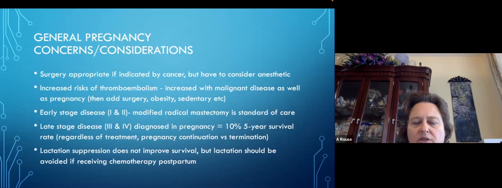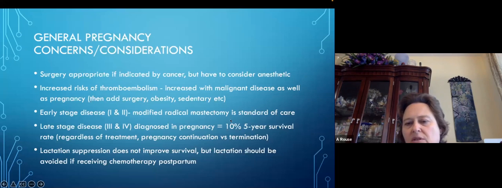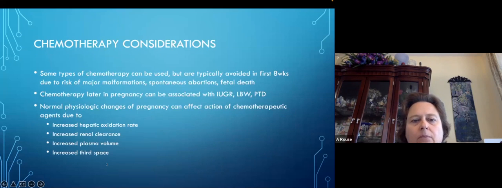And again, early stage disease, so your stage one and two, you could do a modified radical mastectomy. That would be your standard of care. Late stage diseases that are diagnosed in pregnancy have a pretty low survival rate regardless of treatment, so you definitely wouldn't want to terminate a pregnancy necessarily for treatment because it doesn't change anything. And lactation suppression does not improve survival. But if they're on chemotherapy for treatment, then they want to avoid lactation, of course, for exposure for fetus or baby. So here are some of your chemo considerations.